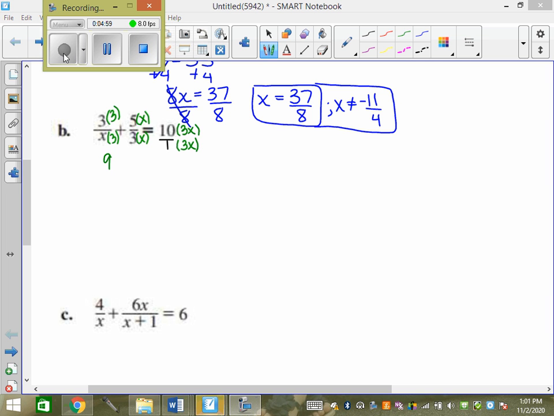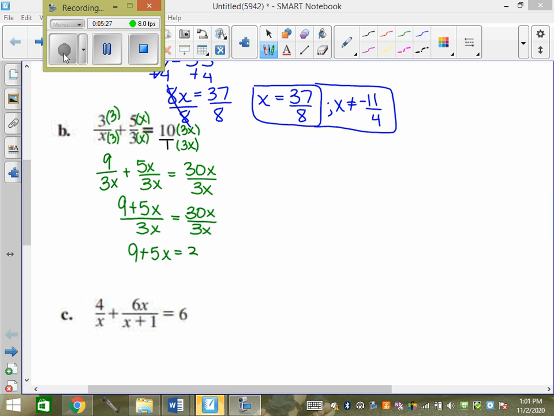All right. So we get 9 over 3x plus 5x over 3x equals 30x over 3x. Now we can't drop off the electric fence until we have denominator equals denominator. We agree? So we're going to get 9 plus 5x over 3x equals 30x over 3x, and then 9 plus 5x equals 30x.